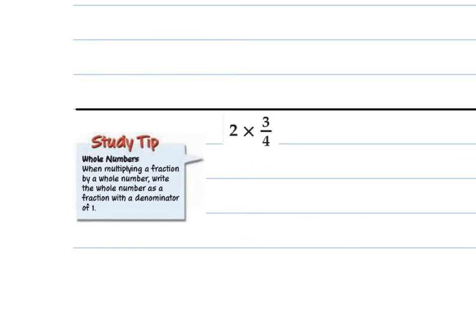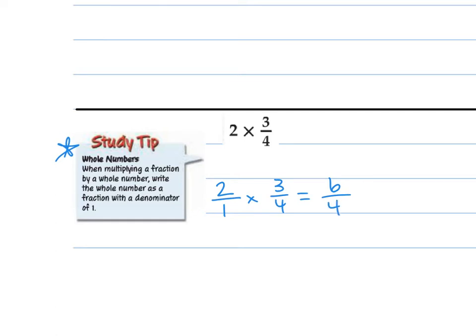Here's another one. This was in our steps on the last page, that with our whole numbers, when you're multiplying them, you write the whole number as a fraction with a denominator of 1. So we would first rewrite this as 2/1 times 3/4. Now we multiply our numerators. 2 times 3 is 6. Then multiply the denominators. 1 times 4 is 4.